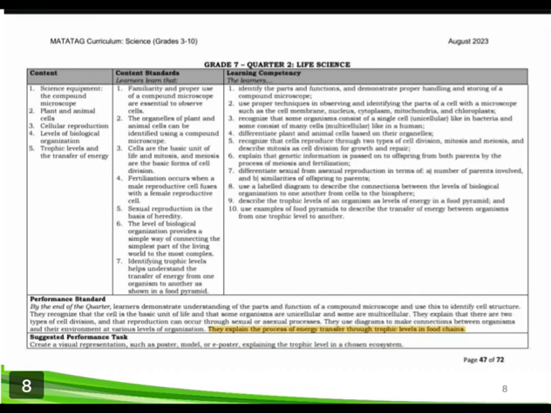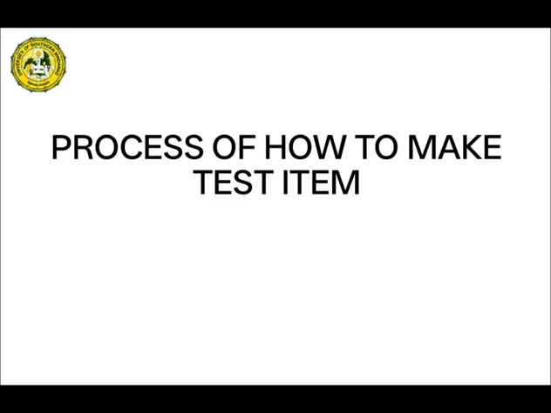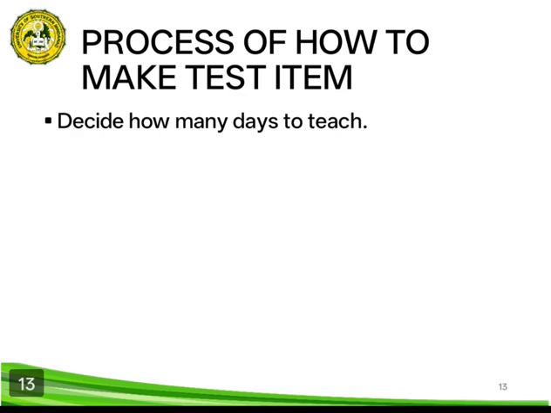We need the curriculum when making a TOS because it shows what student must learn and the skill they should develop. And it helps us choose topic, set objectives, and make sure the test question match what was taught. Next is process of how to make test item. First, decide how many days to teach. Before making test items, check how much time was spent teaching each lessons. The more time student spent on a topic, the more question you can include from the objectives. This help make the test fair and balanced.